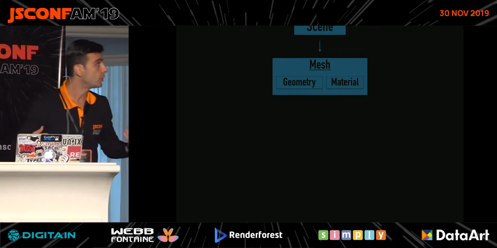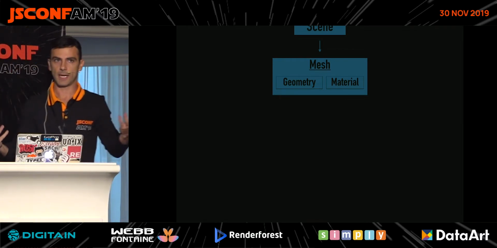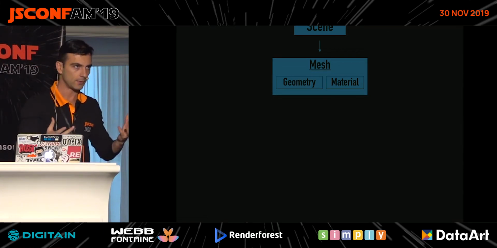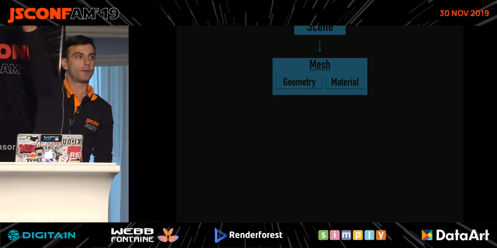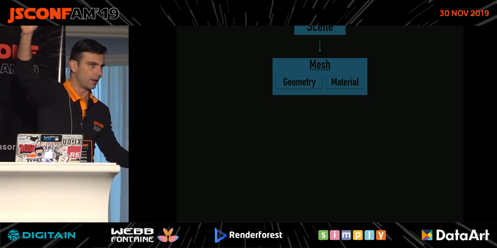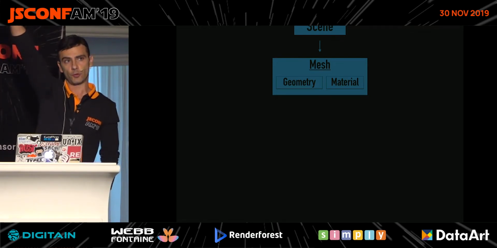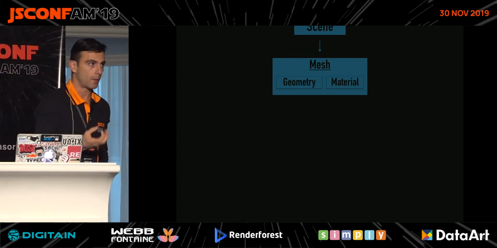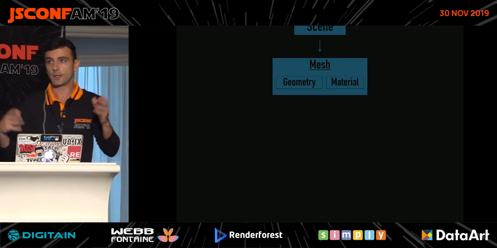So I mentioned that Object3D is an abstract class, and Scene was one of the subclasses, right? Which acts as the root of our tree. It's like document for the DOM. Think of it that way. It's the root of the tree. Mesh is another subclass of Object3D. In other words, mesh is just another object.